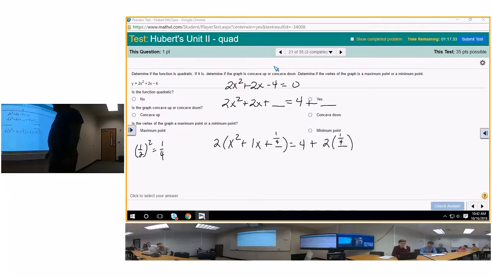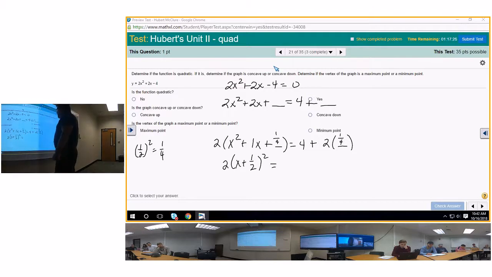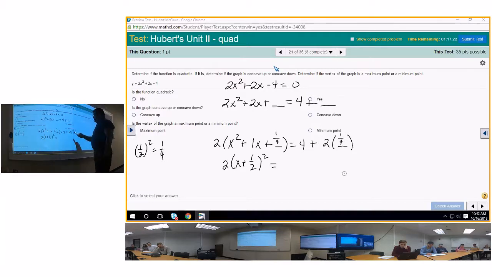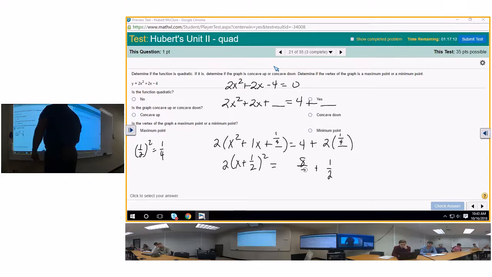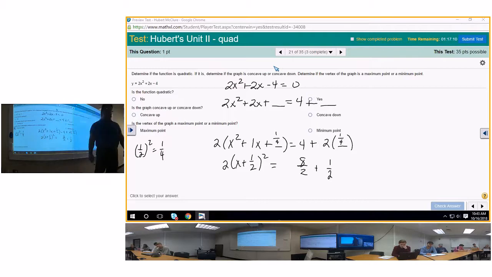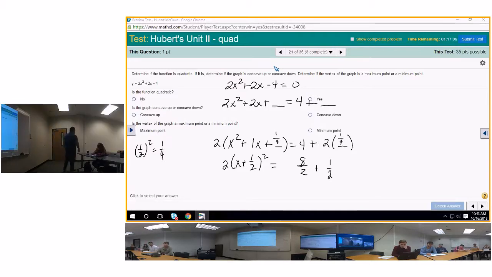So that's going to give us 2 times x plus 1/2 quantity squared is equal to... okay, now be careful here because this is some real bad stuff. 2 times 1/4 is 1/2. Remember 2/4 is 50. And 8/2 is right here. All right, finish it. Make sure you write the intercept form of the equation or the general form.